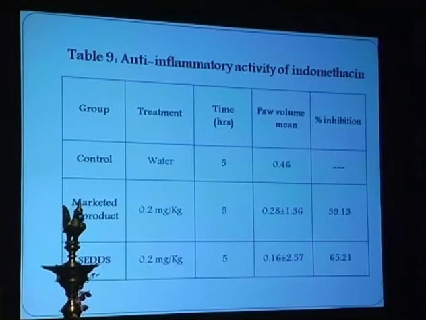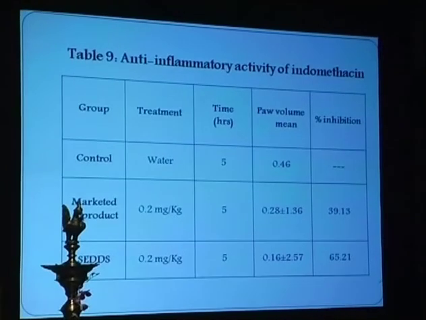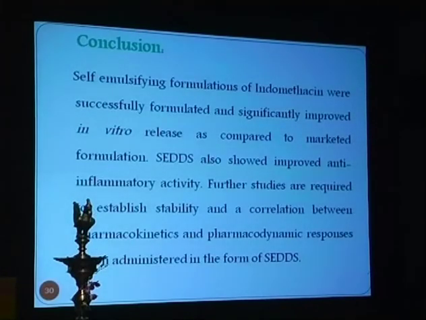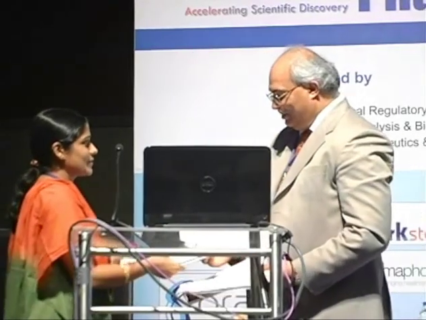This anti-inflammatory activity was carried out taking 3 groups: one is a control, another is the marketed product made into a suspension, and the other is the optimized formulation of F2. If you look at the percentage inhibition, significant inhibition was found with the optimized formulation. In my area of research, my conclusion is that better self-emulsifying systems were able to be formulated with indomethacin, but further stability and pharmacokinetic studies are still needed.